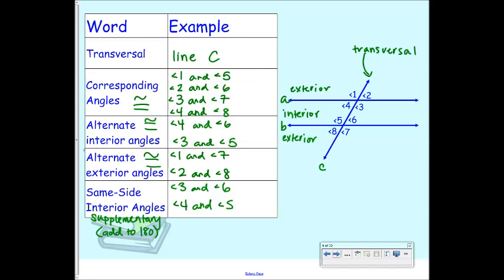The only ones that aren't are these same side interiors. And same side interiors add up to what? 180. Pretty much with angles, they're either going to be equal or they're going to add up to 180. If you have to guess one or the other, go with one of those things. Okay, I'm going to do this again.